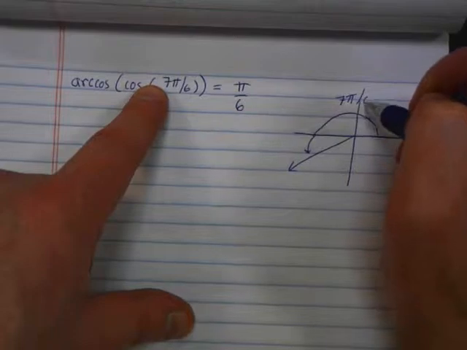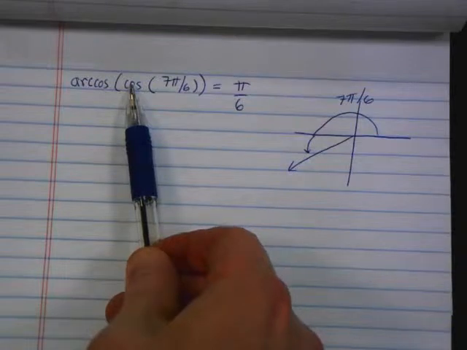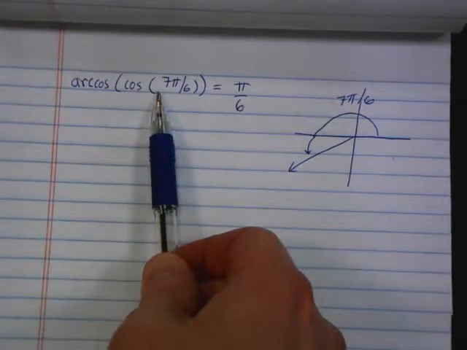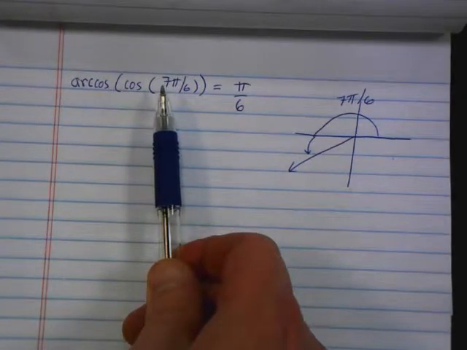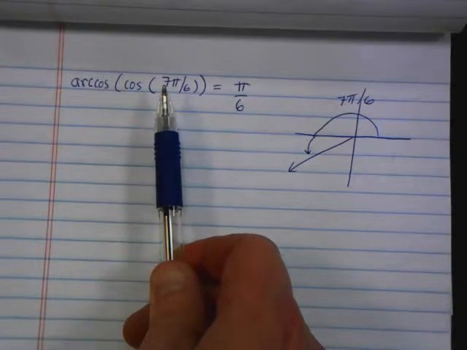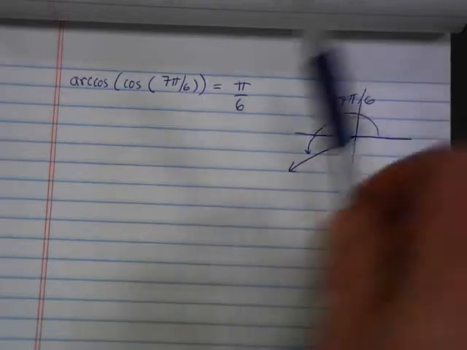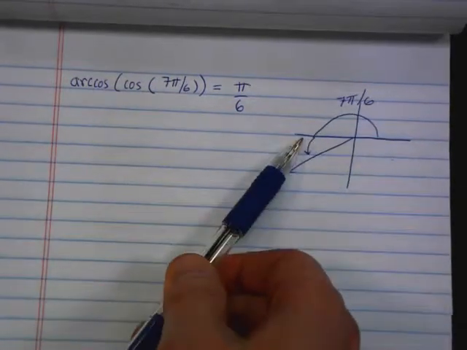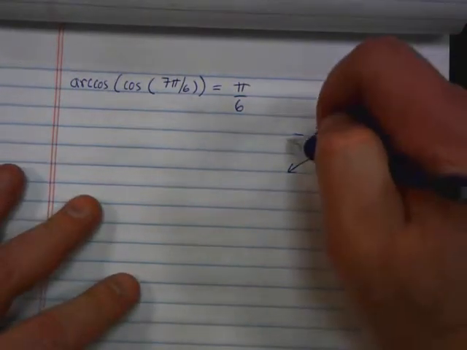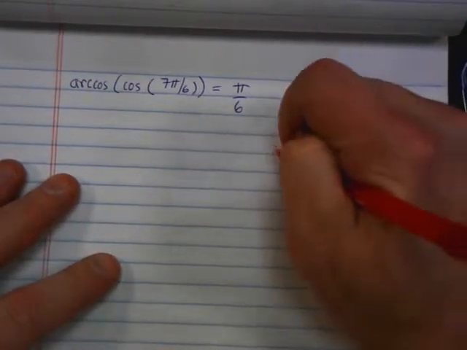For 7 pi over 6 in quadrant number 3, cosine is negative. So when I use arc cosine of a negative number, I have to get an answer in quadrant number 2, not 4. Cosine is positive in quadrant number 4. Cosine is negative in 2 and 3. But when we're dealing with arc cosine, remember, we only use angles between 0 and pi. So our original angle is 7 pi over 6, which has a reference angle of pi over 6.